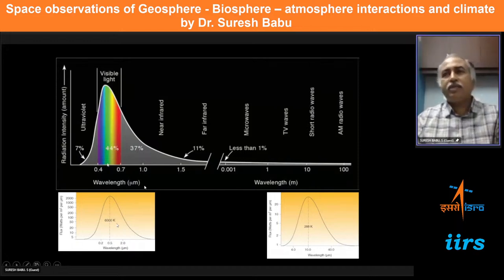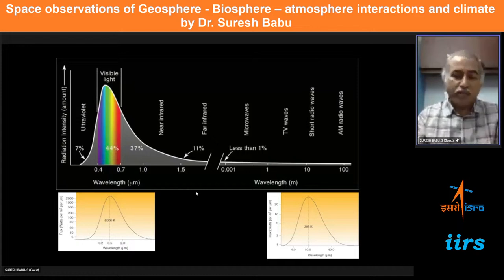Similarly, the Earth, which is at 15 degrees Celsius, emits radiation in the terrestrial wavelength, which is around 10 micrometers. This shows that we receive radiation in the short wave regime, whereas the Earth emits radiation in the long wave, which we call the terrestrial radiation. So for a sustainable system, there should be a radiation balance between the short wave radiation which is received by the Earth atmospheric system and the long wave terrestrial radiation which is emitted by our system.